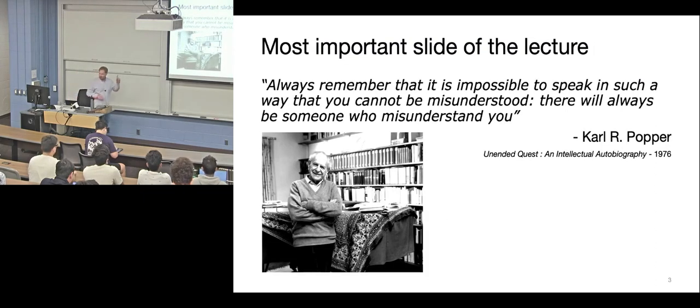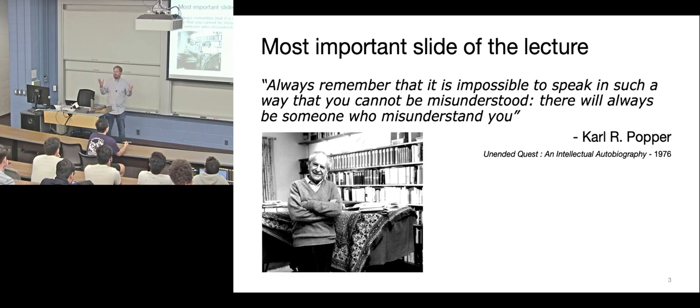This is out of order, but I realize this is probably the most important slide of the whole lecture. It says here: always remember that it's impossible to speak in such a way that you cannot be misunderstood. There are always ways for someone to misunderstand you. Think about that. You've had times in your personal life when you're talking to your parents, boyfriends, girlfriends, spouses, friends, and there have been misunderstandings. Right? It's going to happen.